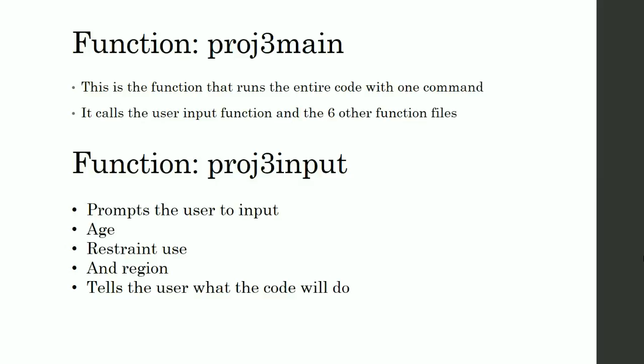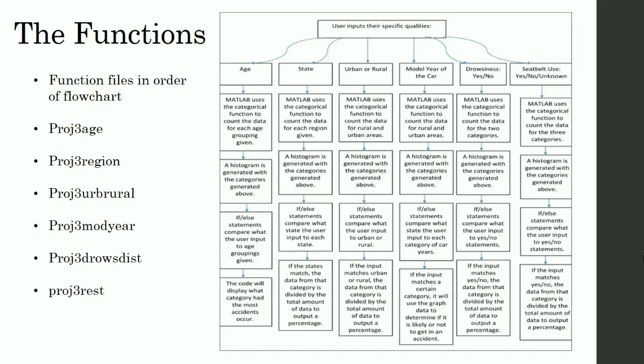proj3input displays to the user input prompts for age, restraint use, and region. It then tells the user what the code will do while the 6 functions run. Here we see the 6 variables and their respective function files.